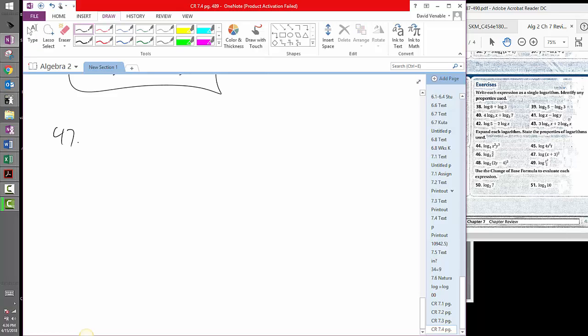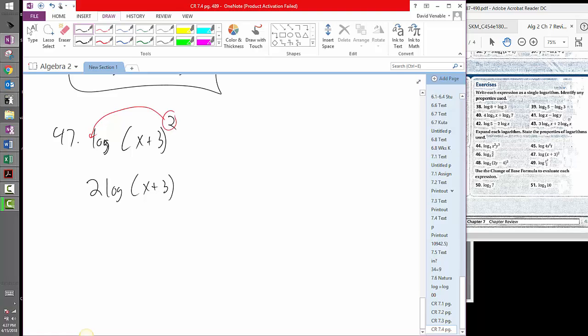Let's look at 47. I have log of, now this is x plus 3. That whole thing is like a base, and then squared. Okay, so I got to be careful here. So this is log of x plus 3 squared. I know I can do this. I can take this 2 and drop it like that. So I can do 2 times log of x plus 3. Well, that's it. That's all I can do.